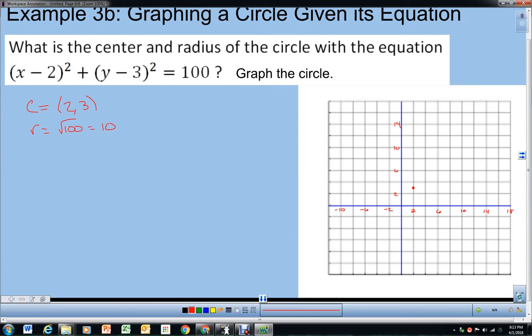All right, so now we're going to locate our points. This is our center point here. Let's pick our other points. I'll put them in green. So we can see we're going to go 10 in every direction here. From this point at 3, we're going to go over to 12. We're going to go up 10 from here. We're at 3, so we're going to go up here to 13.